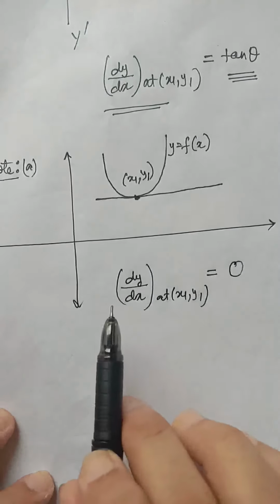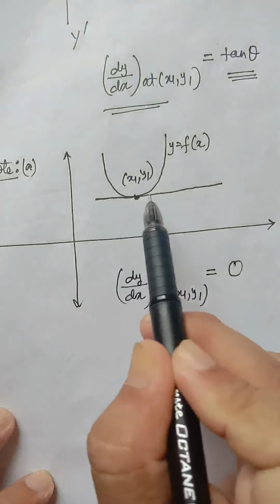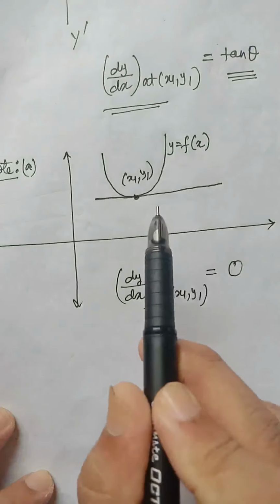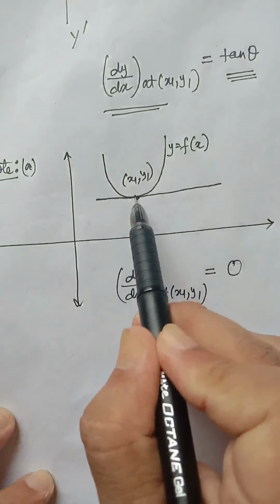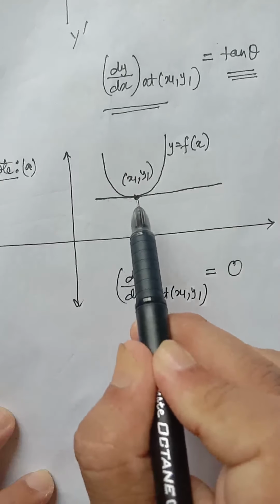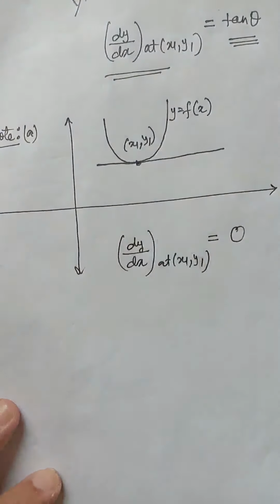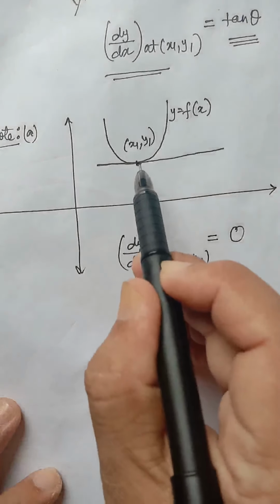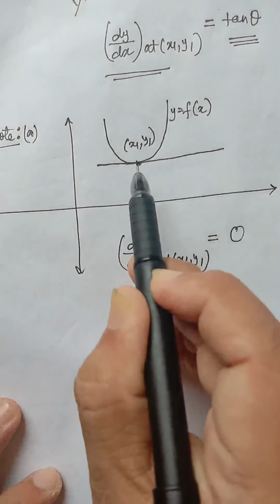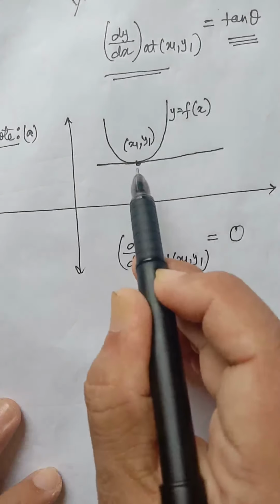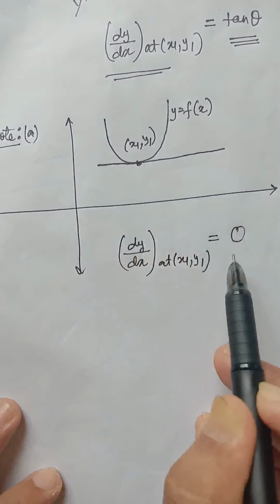So again here we have used both definitions. By coordinate geometry, the slope of this line is 0 as it is parallel to the x-axis. By using derivative calculus, this is the tangent at the point (x1, y1), so its slope will be dy/dx at (x1, y1). So at the point where the tangent to the curve is parallel to the x-axis, the value of dy/dx must be 0.